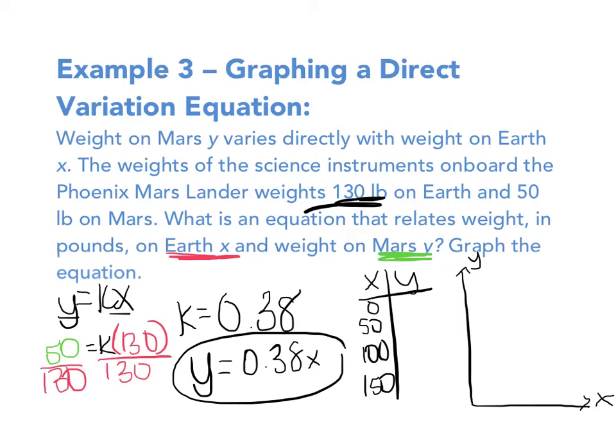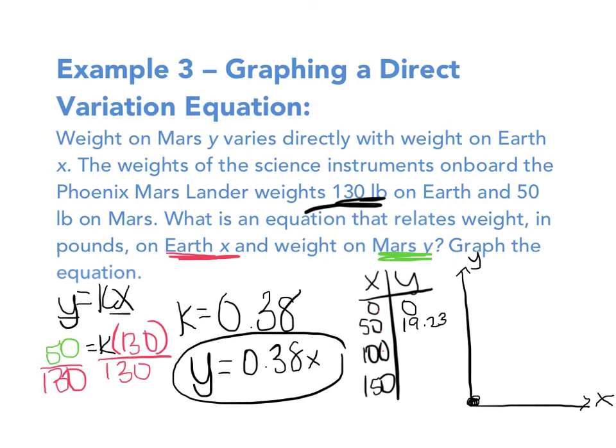So I'm going to plug in each of these x values and then solve for y. When I plug in a 0, y equals 0.38 times 0, which is just 0. We're starting at 0, 0, and that makes sense because direct variations always cross at 0, 0. Now I'm going to plug in 50 for x, and when I multiply 0.38 times 50, I get 19.23.